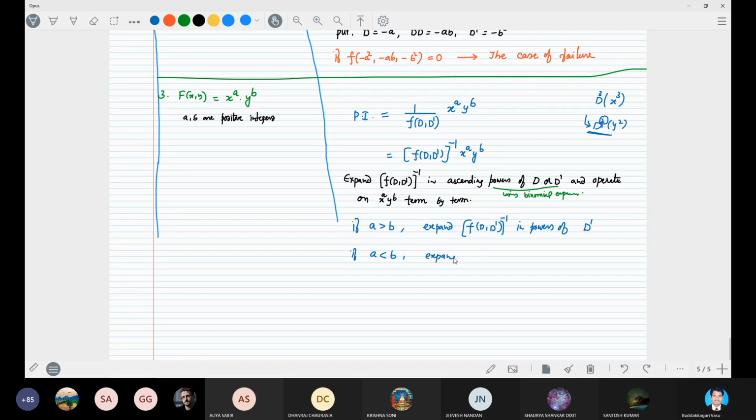Or if A is less than B, expand f of D, D dash whole power minus 1 in powers of D. In such case, we have to take common the highest degree power of D dash, right?